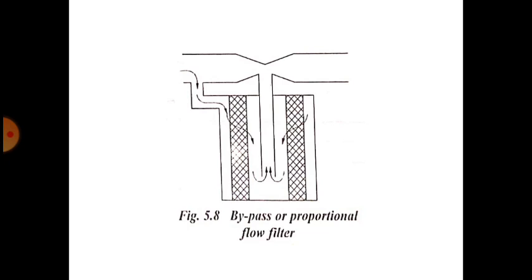Bypass filter. In some hydraulic system applications, only a portion of oil is passed through the filter instead of the entire volume, and the main flow is directly passed without filtration through a restricted passage or venturi. As the main flow passes through the venturi, a localized low pressure is created. This pressure differential across the filter influences the filter to draw a portion of the fluid through it, and hence it is called a proportional flow filter.